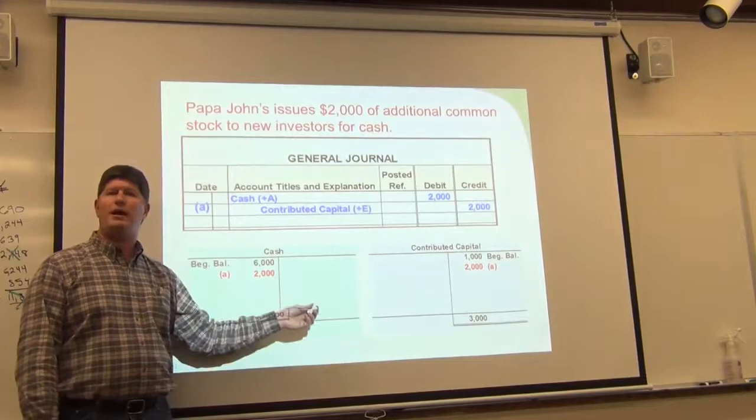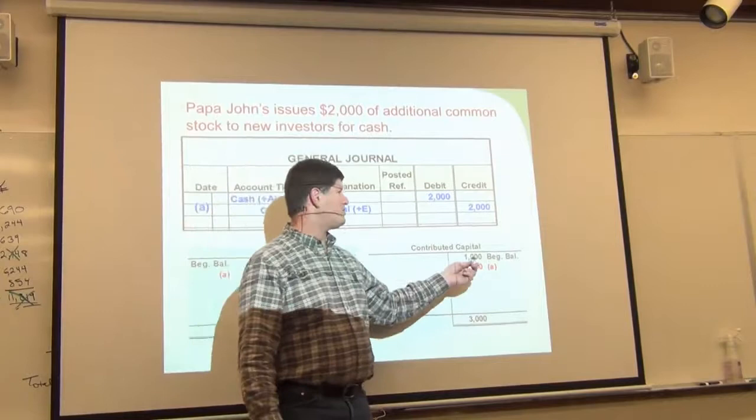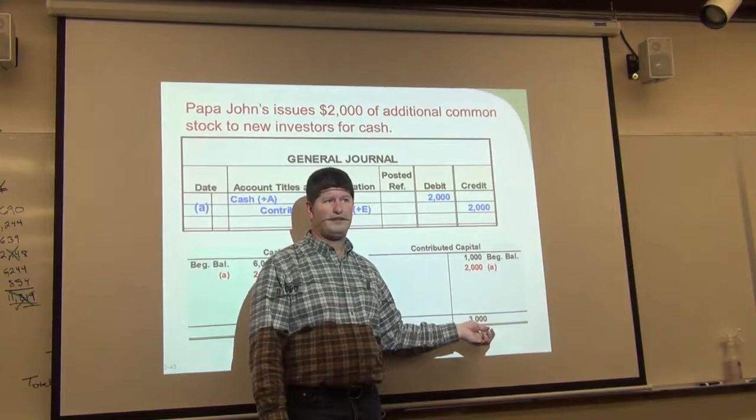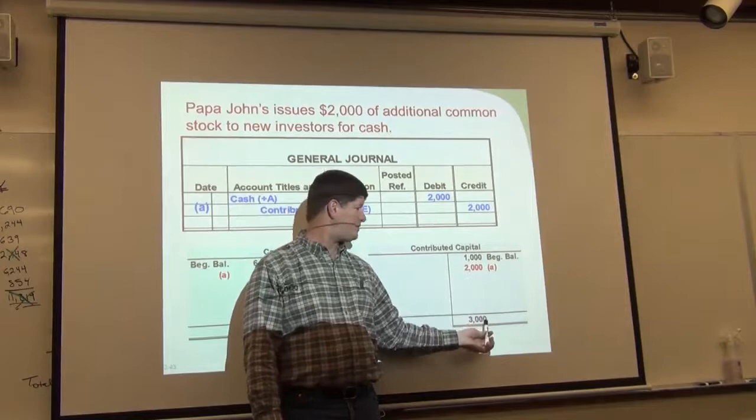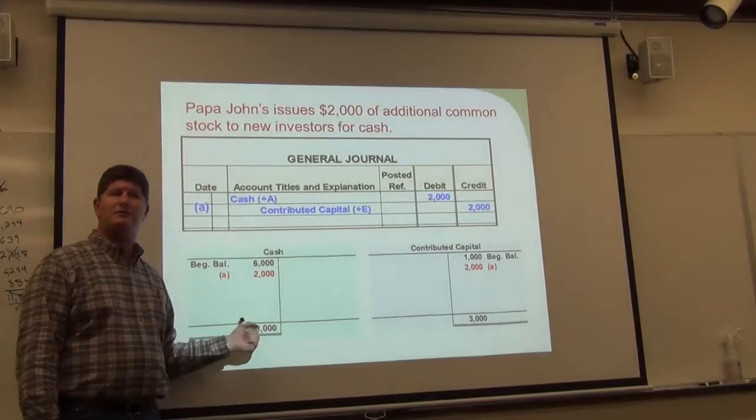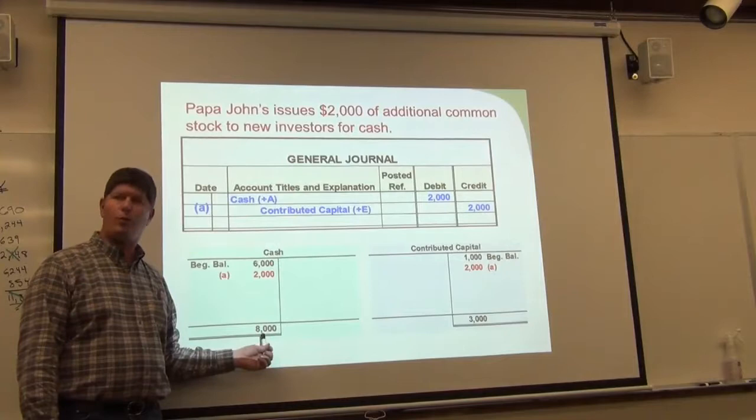So a $1,000 credit and a $2,000 credit, all of a sudden I have a $3,000 credit balance. Notice I didn't say negative. I have a credit balance. Capital increases on which side? The credit side. So this is a normal balance for that account. A credit balance is normal for that account. On an asset, they increase on the debit side, right? So a debit balance is a normal balance for an asset account. Good?